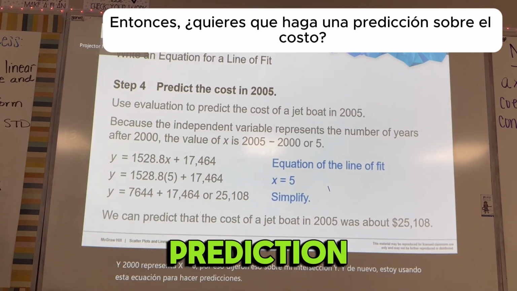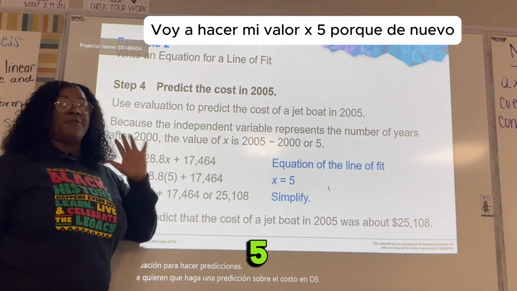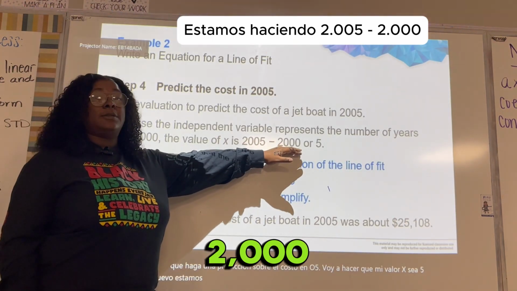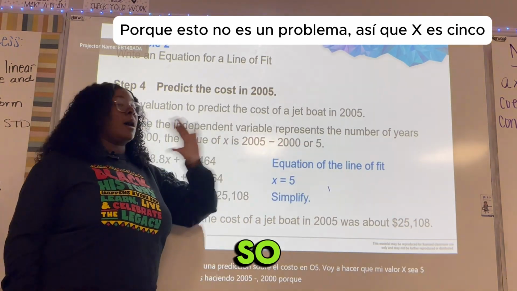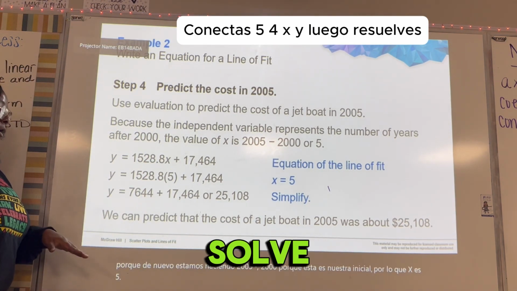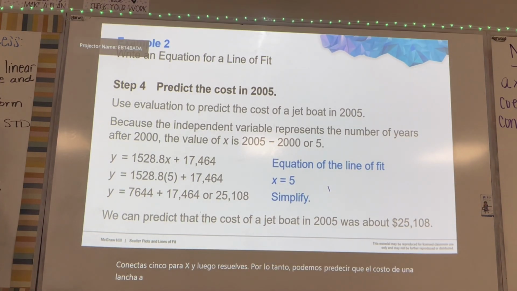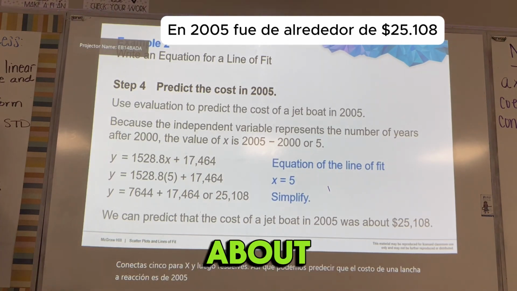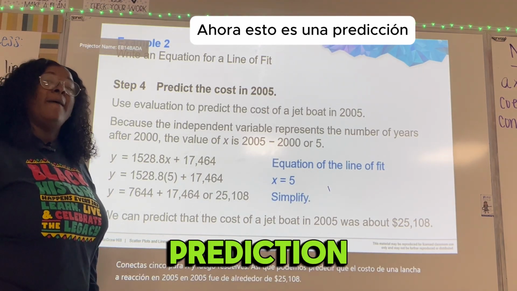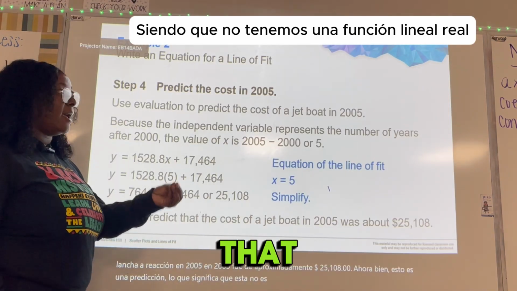So they want me to make a prediction about the cost in 05. I'm going to make my x value 5 because again, we are doing 2005 minus 2000 because this is our initial. So x is 5. You plug in 5 for x and then you solve. So we can predict that the cost of a jet boat in 2005 was about $25,108.